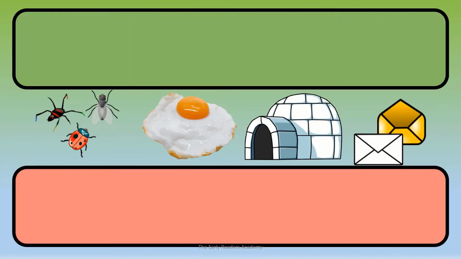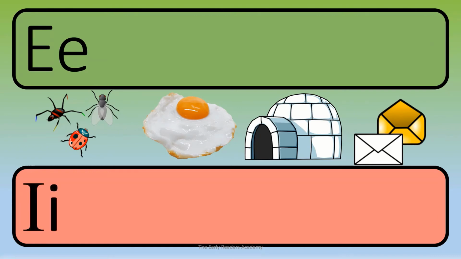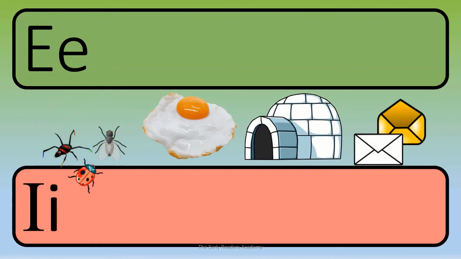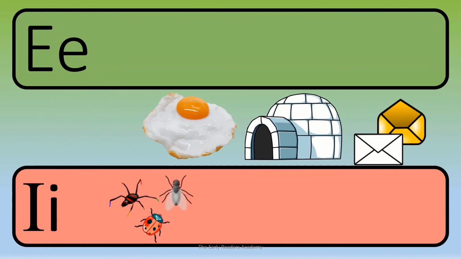All right, let's try another activity. So we put the pictures inside the box of their beginning sound. Do they begin with sound E or sound A? So we have here the first picture. Insects. What's the beginning sound of insects? You're right. Insects begin with E.